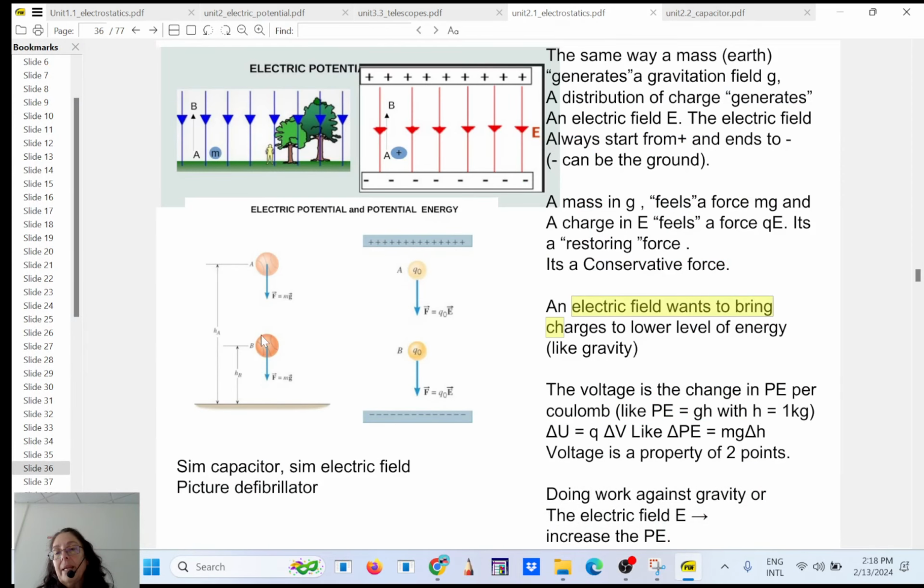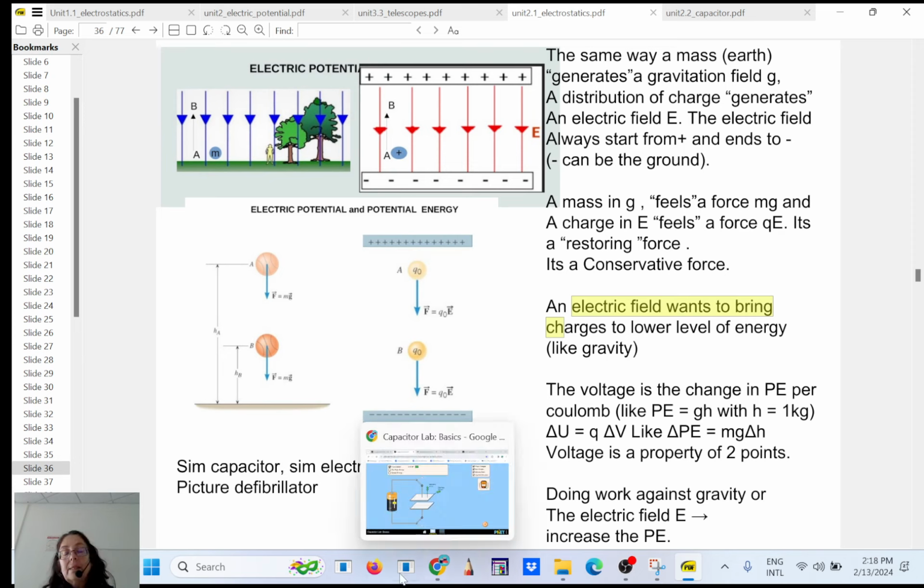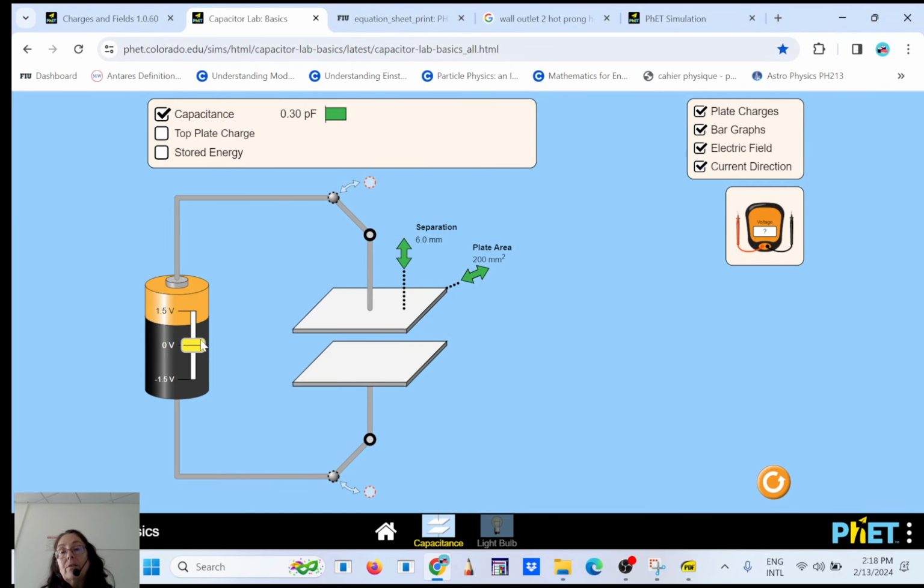So the same way, a mass inside a gravitational field will be acted upon by a force equals mg. A charge inside an electric field, and each time you have a charge, you're going to have an electric field, will be acted upon by a force equals QE. Do you understand? So let's take the defibrillator, but it's the same idea.